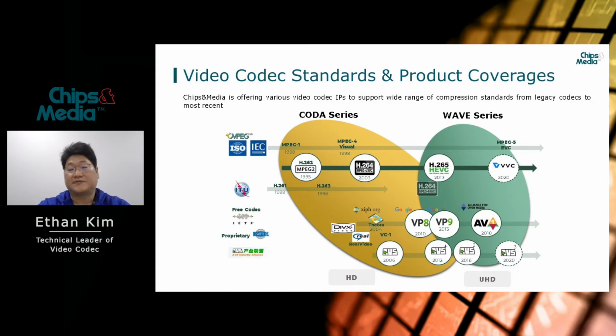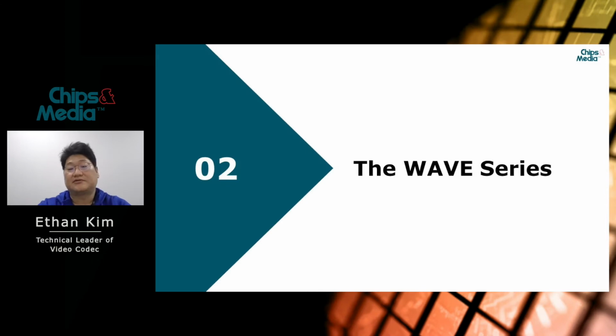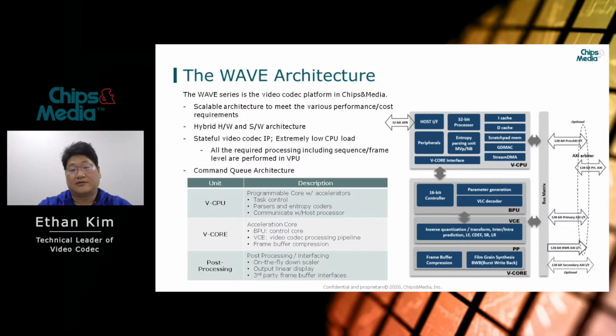Chips&Media supports legacy video codec standards using the CODA products, and we support modern video codec standards using the WAVE series. In this talk, we will focus on the WAVE series. The WAVE series is the video codec platform in Chips&Media to support modern video codec standards. The WAVE architecture is a scale-up architecture to meet the various performance and cost requirements in the market. By attaching more acceleration cores, named vCore, we can give more powerful performance. Moreover, it is a hybrid hardware and software architecture to balance performance and programmability.